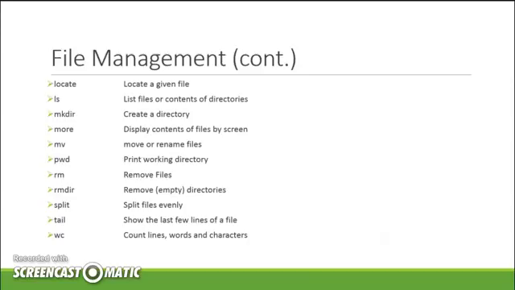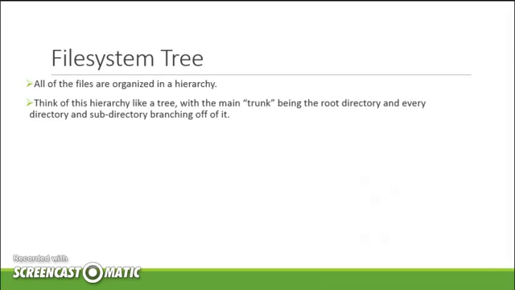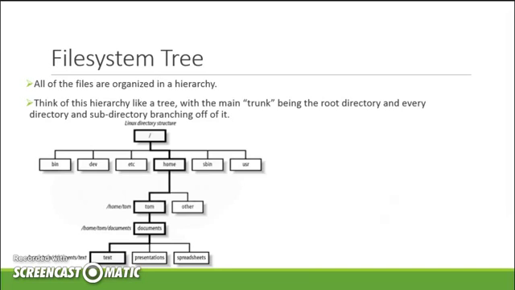So the next thing I'm going to talk about is the file system tree. This file system tree is organized in a very common sense manner, and it's like a hierarchy system, like a ranking system, kind of like our military. So all the files are organized in a hierarchy, and we think of this hierarchy like a tree, with the main trunk being the root directory, which is noted by /, and every directory and subdirectory branching off of it, which gives you something that would look kind of like this.